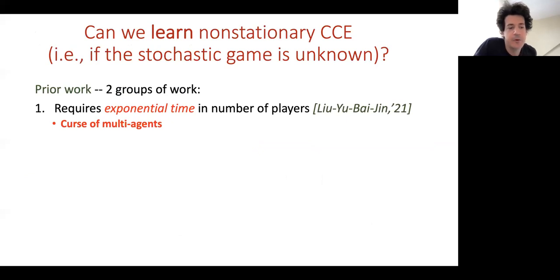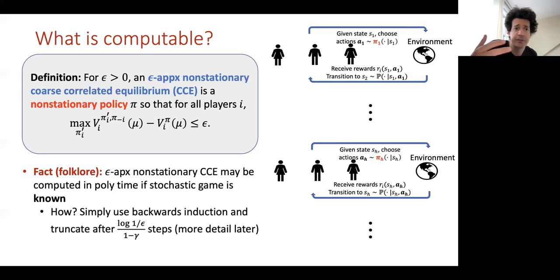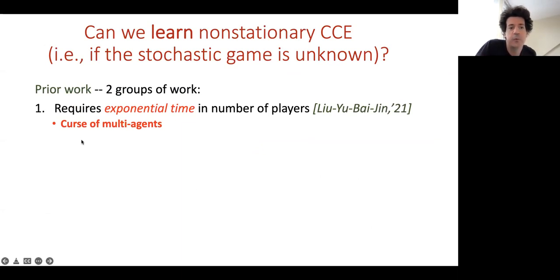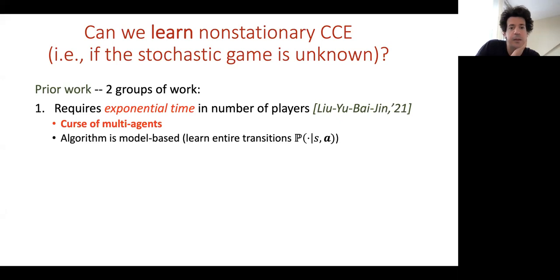Right. Now, when you want to find such a thing through interacting, the picture is not that clear. So what we know is that there are two groups of work. One group of work requires exponential time in the number of players to learn non-stationary Markov CCEs. And in multi-agent RL, this is called the curse of multi-agents. The reason is that these are model-based algorithms. The way they proceed is they try to learn the transition dynamics, but the transition dynamics of the environment depend on the action profile, and that scales exponentially with the number of players. So if you're targeting to learn the transition dynamics, you are married to this exponential dependence in the number of players, which is impractical.